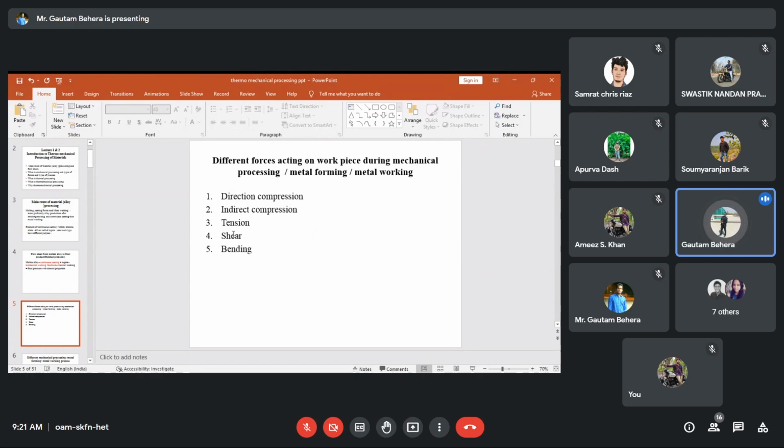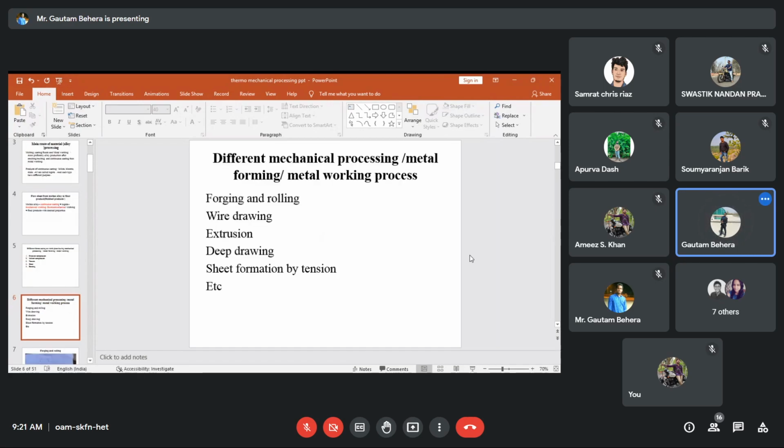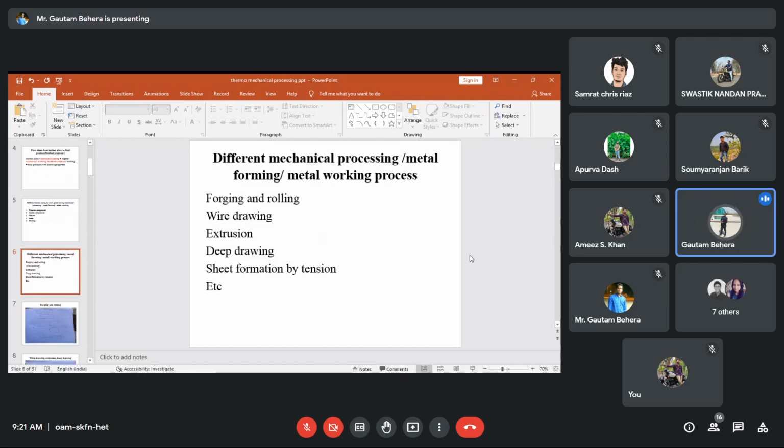And simple tension will be there. You know how tension works, like in a simple tensile test, we know the direction of the tension, right? And shear also, that is in opposite directions. One end will be in one direction, and the other end will be in another direction, right? And bending is very simple, you know that, right? So these are the different forces acting on the workpiece during mechanical working, or mechanical processing, or thermomechanical processing. Then the different mechanical processing, metal forming, metal working processes.